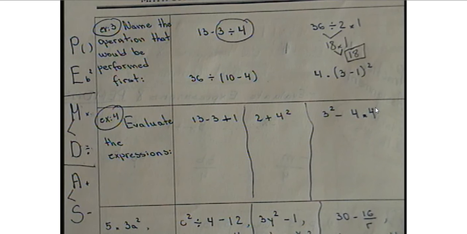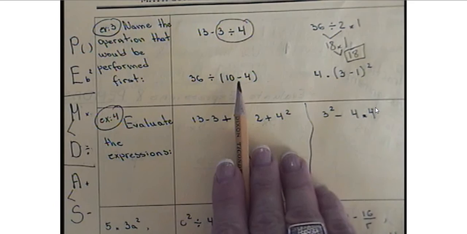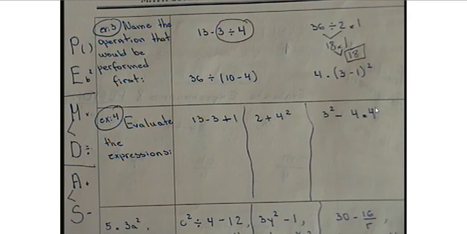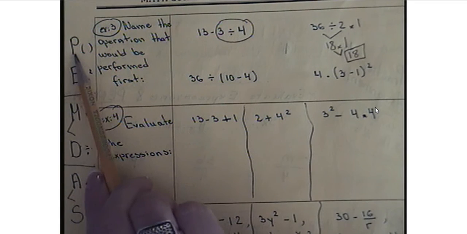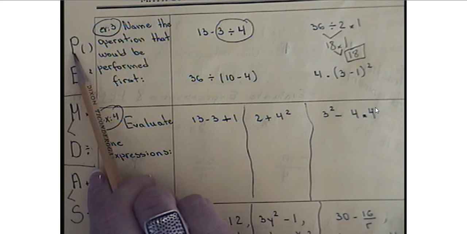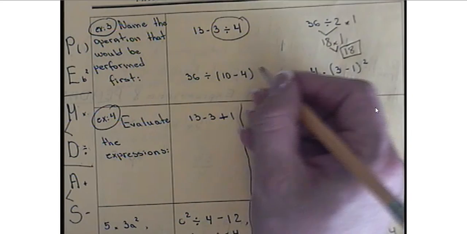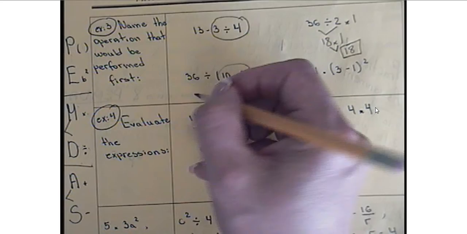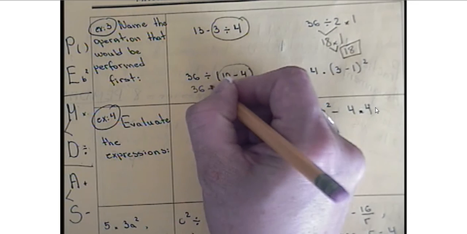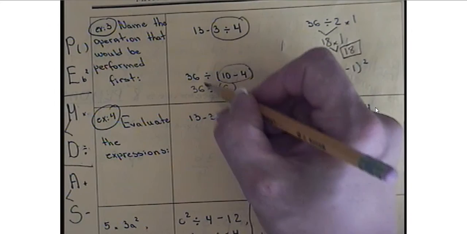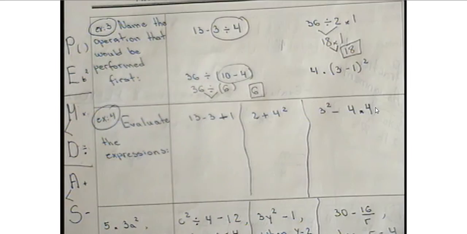Next example is 36 divided by, inside the parentheses we have 10 minus 4. Well, based on PEMDAS, parentheses are always first, and we would like to do that. So it will be 36 divided by, and 10 minus 4 is 6. So the final step, 36 divided by 6, will give me 6 as a final answer.